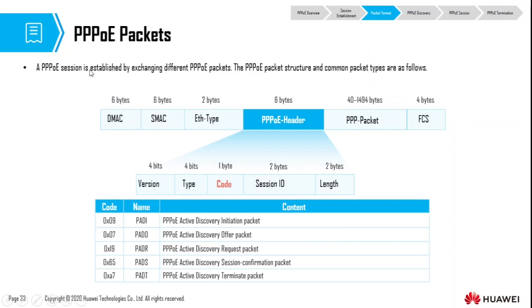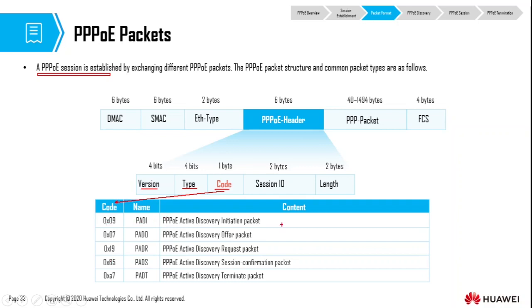PPPoE operates using the following packets in order to establish and maintain its session. The PPPoE packet structure and the common types are as follows. On the PPPoE header, we have the following fields. The first one is the version, which indicates the PPPoE version. Then you have the type, which indicates the type of PPPoE. Then the code specifies the exact type of packet. So the code can have one of these values here.